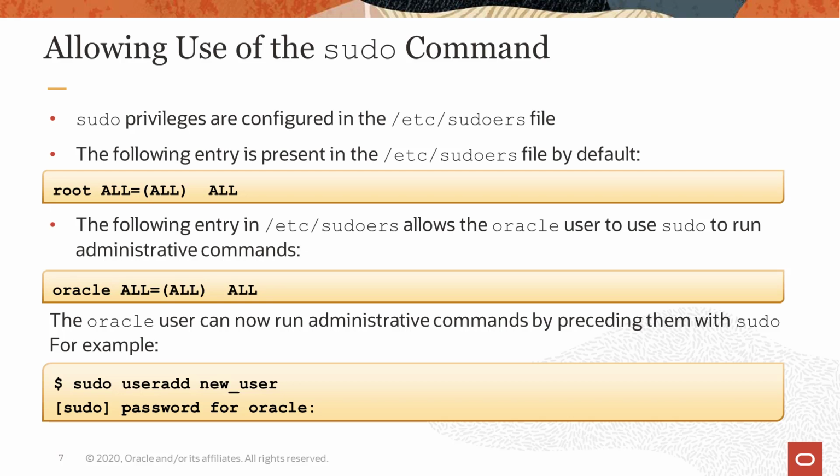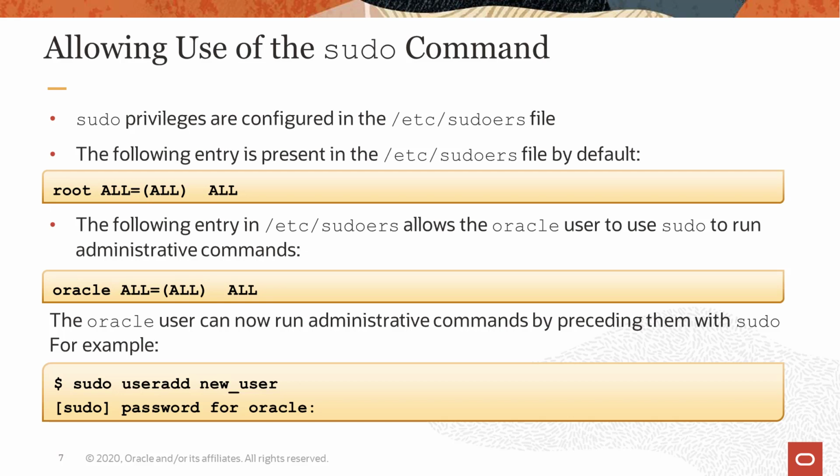The entry shown is present in the /etc/sudoers file by default. The first ALL parameter gives the root user permission to run commands from any host. The second ALL parameter, in parentheses, permits the root user to execute commands as any user. The ending ALL parameter indicates that the root user can execute any command.